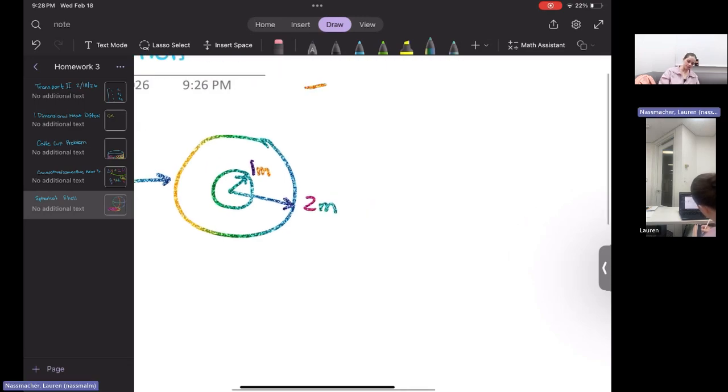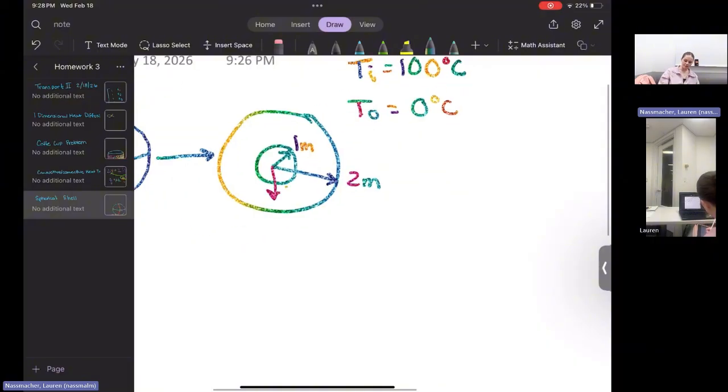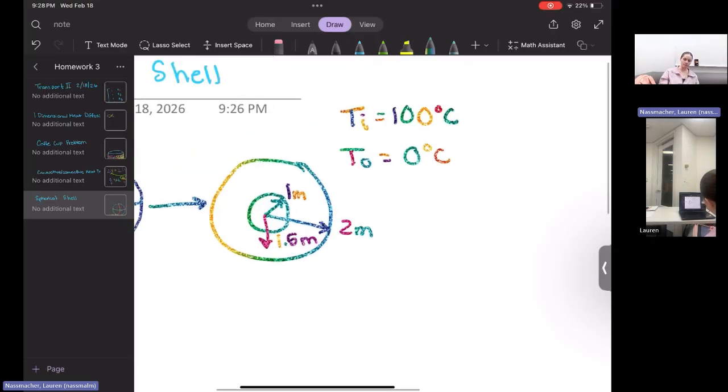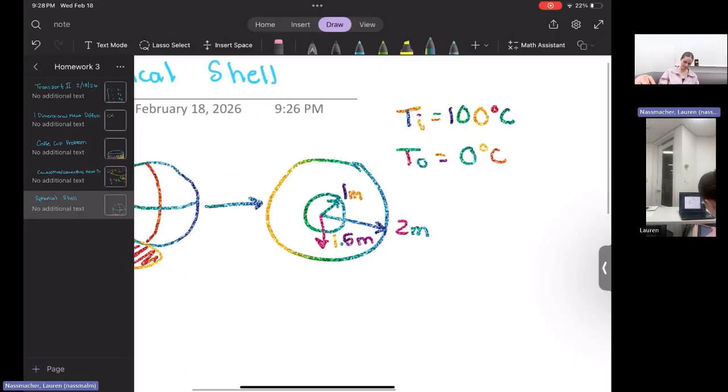The inner radius temperature, Ti, is equal to 100 degrees Celsius, while our outer radius temperature is equal to 0 degrees Celsius. We want to find the temperature at 1.5 meters. Now that's not at 1 or 2 meters, it's at 1.5 meters. So we don't know the temperature. And you can't just, bibbidi bobbidi boom, get the temperature.